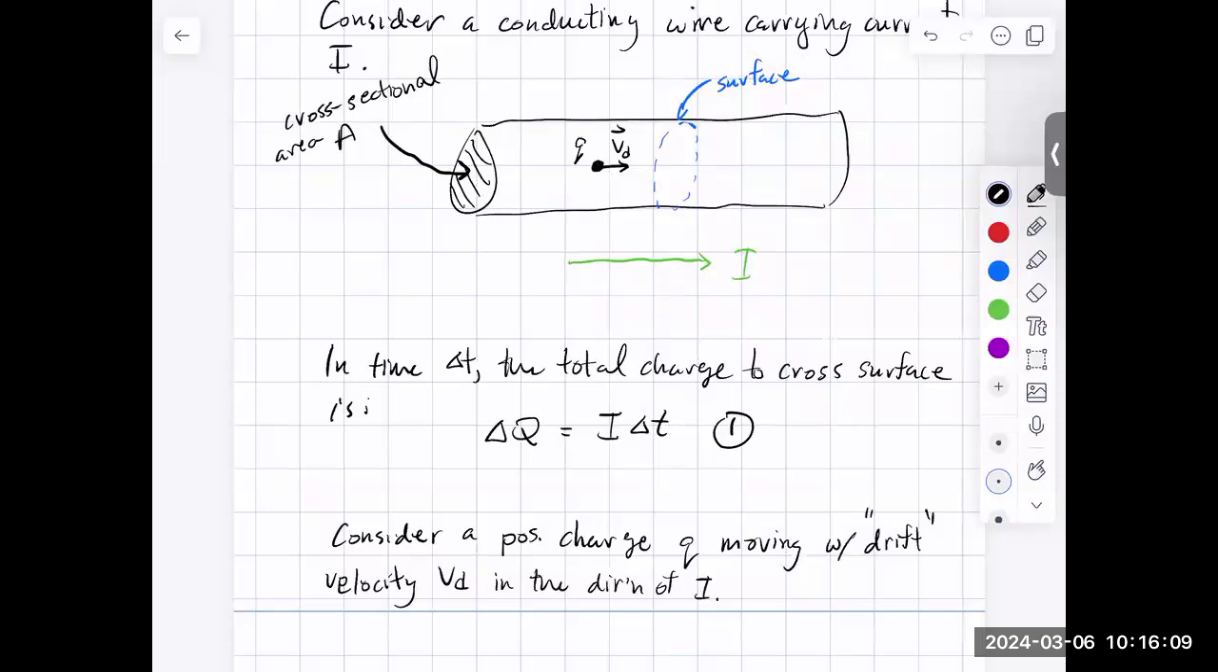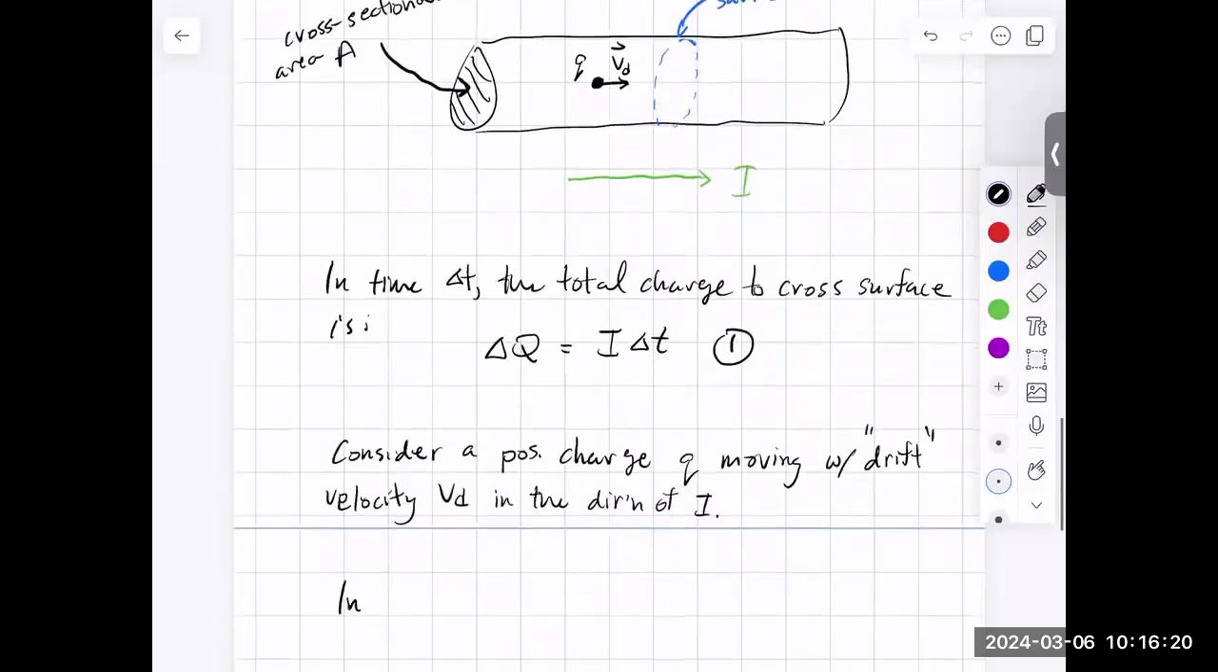So what we have to do is come up with an expression for delta Q, the amount of charge to cross that surface, that blue surface. So in a time delta T, our charge Q moves a distance delta X equal to its drift speed times delta T. Okay, that's simple enough. If it's moving to the right with speed Vd and we wait time delta T, the distance it's moved is just that speed times the amount of time.